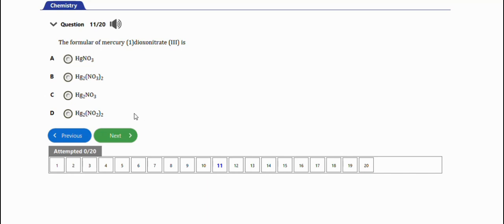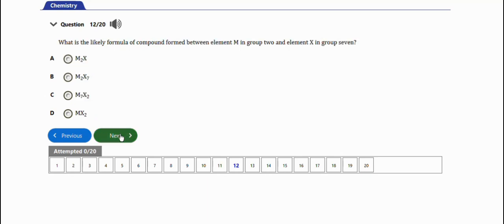The next subject question will be this one. It says what is the likely formula of compound formed between element M in group 2? So a typical example is your magnesium and element X in group 7. A typical example is your chlorine. So when magnesium reacts with chlorine, I'm going to have magnesium chloride. So the right answer to this question will be option D. Okay, so that's it for this question.